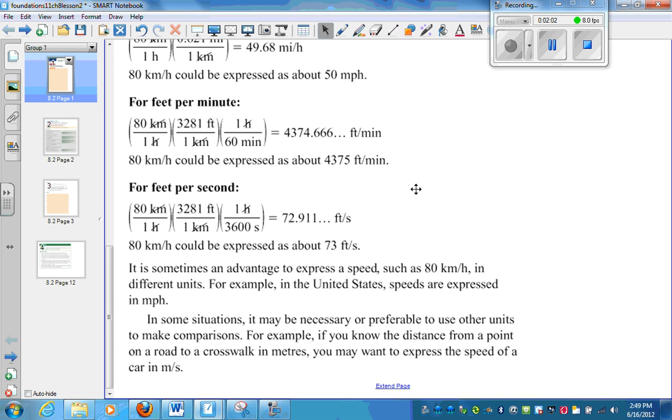So why would it be advantageous? They said, for example, in the United States, so you could communicate with someone in the States how fast you were going. And in other situations, it may be necessary or preferable to use other units to make comparisons. So if you want to know the distance from a point on a road to a crosswalk in meters, you may want to express the speed of a car in meters per second. So I wanted to know how far it was from one point to another in meters. If I knew how fast my car was going in meters per second, then I could just count the number of seconds it took me to get there, and I would know how many meters it is away.